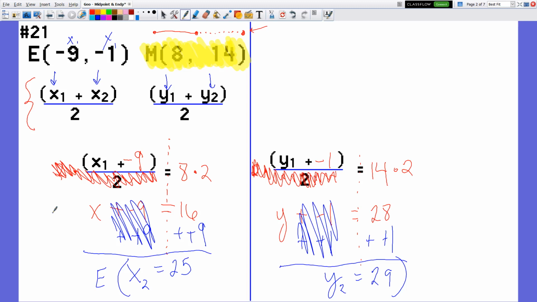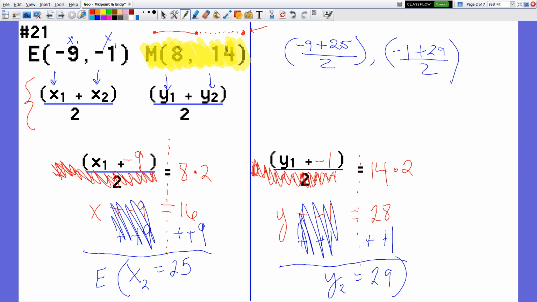Instead of redoing the entire problem, we can just analyze where we made a mistake. So let's go ahead and check it. This is going to be the only one that I'm going to check, and then I'd prefer that you go through and check all the other ones. So let's do -9 plus 25 divided by 2, and then y1, which was -1, plus y2, which we said was 29, divided by 2.